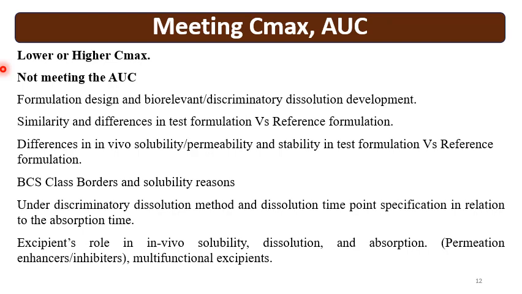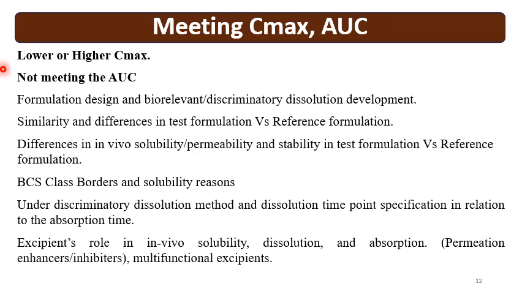Then the particle size of the API used by the innovator and the particle size used by the generic formulation. Then the excipients. Then changes in the solubility and permeability in vivo and stability of the test formulation in the GI tract. If the test formulation uses the API which is less stable or more stable than the innovator drug, then it will certainly have a great impact on the absorption and will be reflected in the Cmax and AUC.